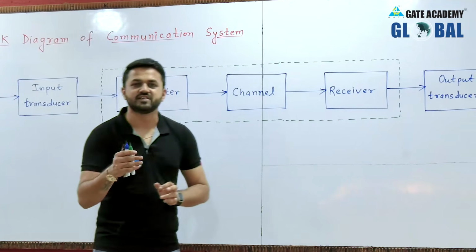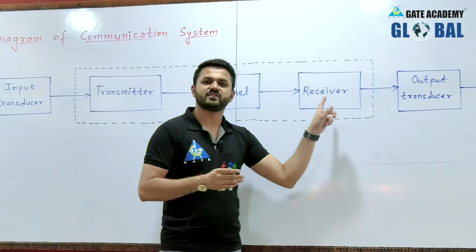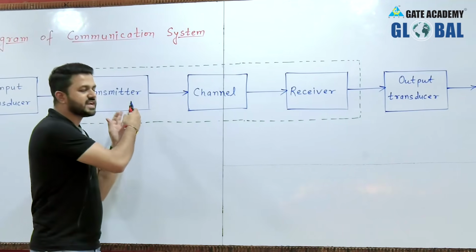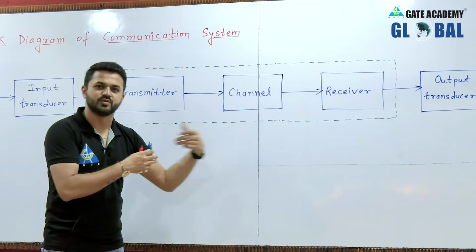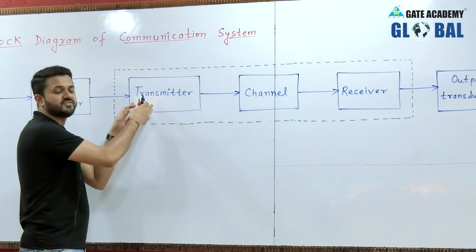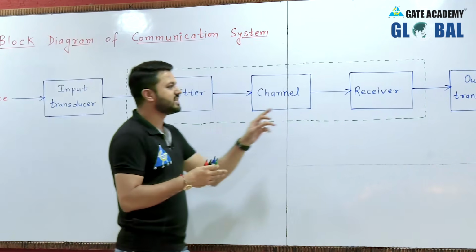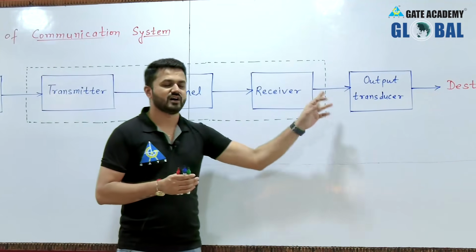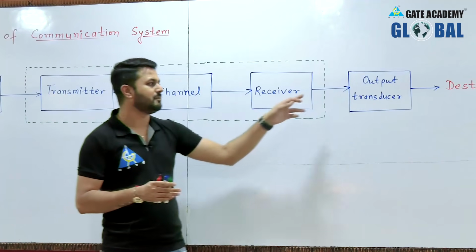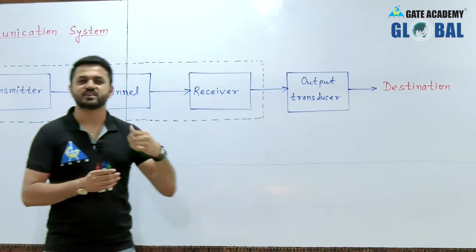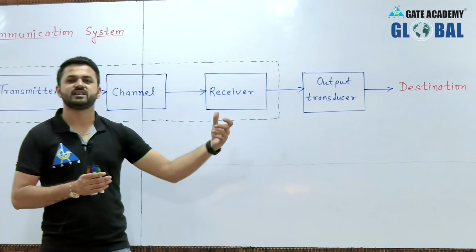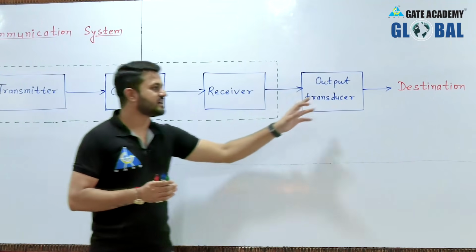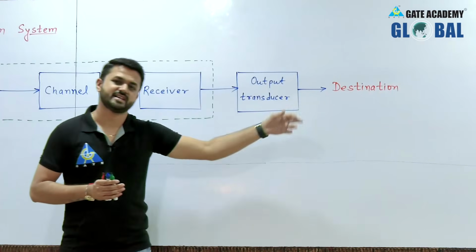the signal will be received in the receiver, and what does the receiver do? The receiver just undoes all the modification. Whatever modification we have made in the transmitter is undone by the receiver, and we get our original electrical signal back. Then the output transducer will convert this electrical signal into a non-electrical one, and we get our original message signal at the destination.